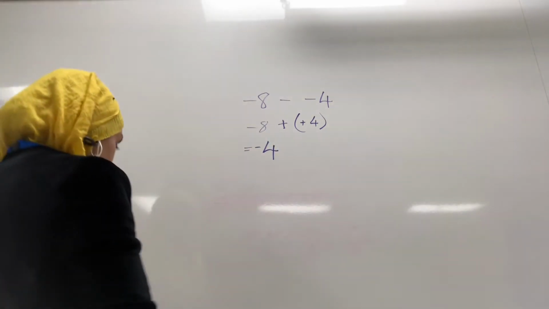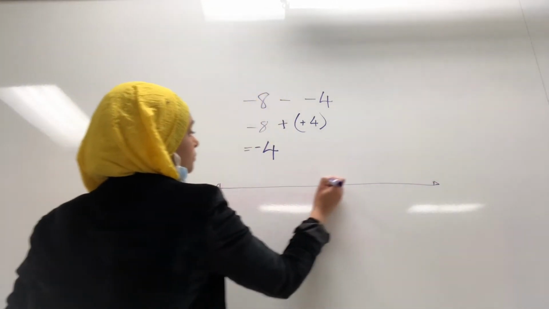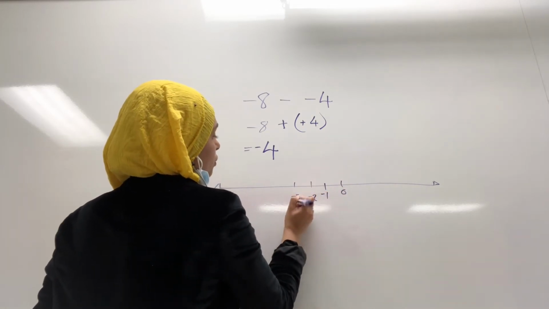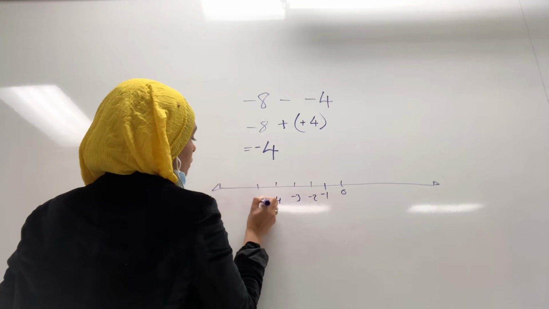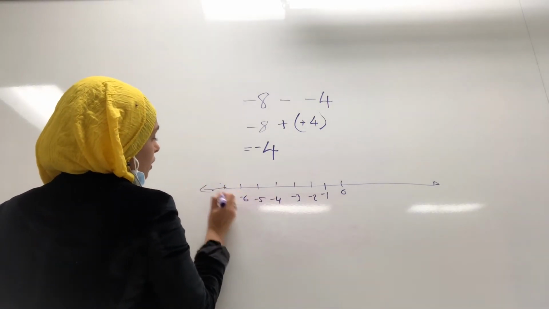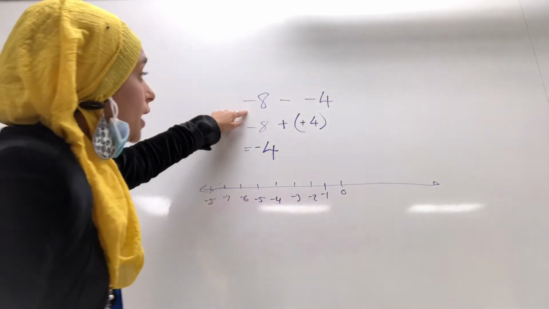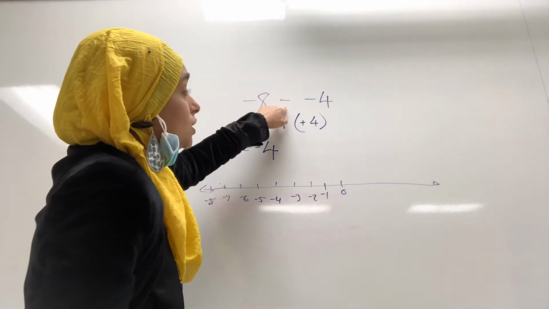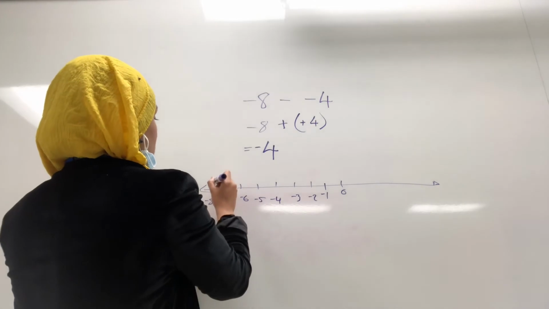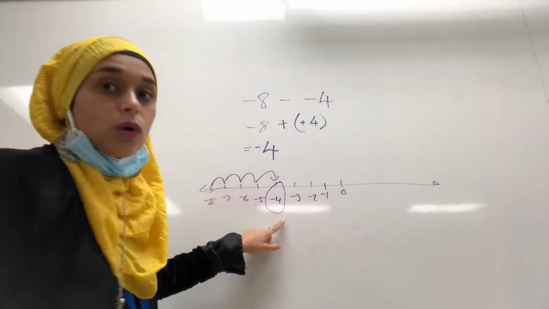Okay, now if I was to do it on my number line, similarly again, I draw in my number line. I have -1, 2, 3, 4, 5, 6. I'm going to extend that out, 7 and 8. So in this case, I'm starting at -8 and I am taking away -4. So if I'm starting at -8, I'm taking away -4. 1, 2, 3, 4. I end up at -4 on my number line.